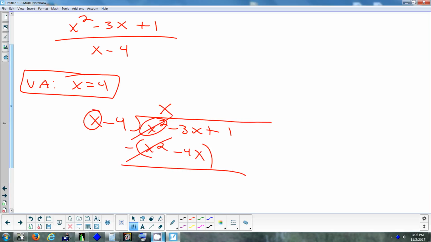X squared minus x squared. What's -3x minus -4x? X. You can bring down the +1, but you're not going to need it unless you want the remainder. It's not important. So the last step is x divided by x. Positive 1. That's your end behavior asymptote.